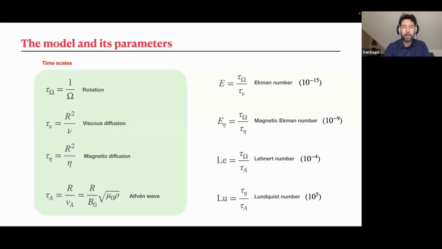Okay, so I'm going to keep going, and some of the parameters that we use are dimensionless parameters that are related to different timescales that appear in the problem. So we have the rotation, viscous, magnetic diffusion, and the Alfvén wave timescales. These are 4, and different ratios of these give place to the different dimensionless numbers, like the Ekman number. And in parentheses here, you see the value of that parameter as we believe it is in the actual Earth. So the Ekman number is one of the smallest parameters. It is really very small. There is the magnetic Ekman number, the Lehnert number that is related to the strength of the magnetic field, and the Lundquist number that also relates to the magnetic diffusion.